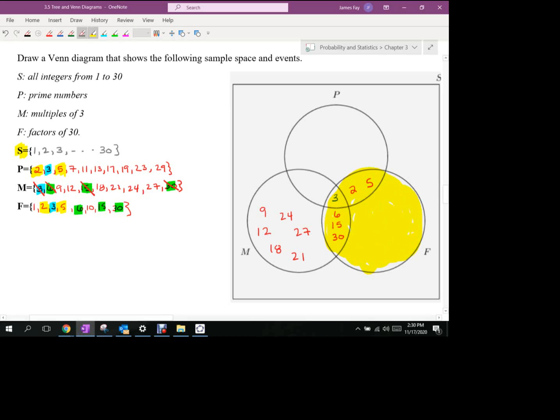So if I'm looking at F, we have already said that 2 is in there, 5 is in there, 3 is in there, 6, 15, and 30. So 1 and 10 need to be there. Is that okay? All right.